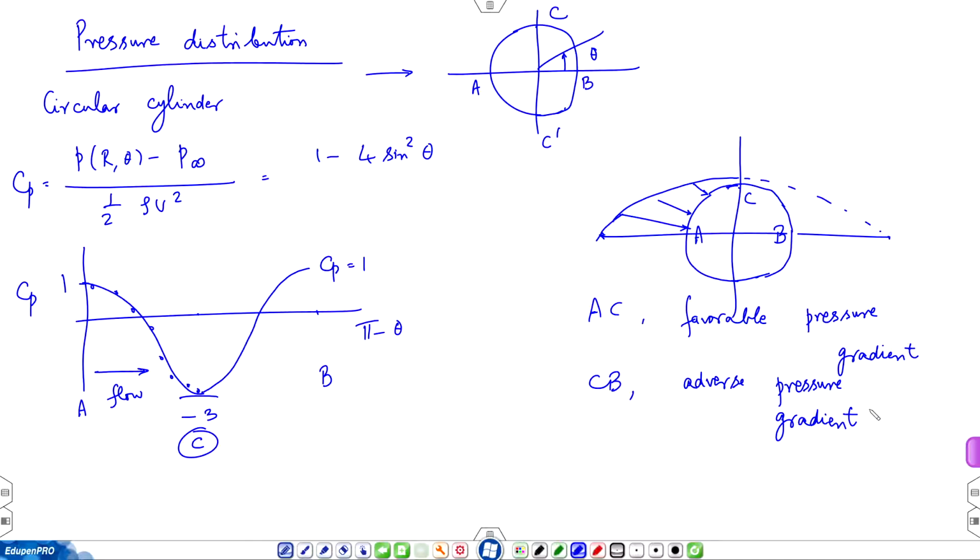In the region of adverse pressure gradient, the match between experiment and theory is quite poor. So, the difference between theory and experiment is seen in this part CB, which is the origin of the incorrect result. The drag acting on the cylinder is 0. So, I should say this circle is experiment.